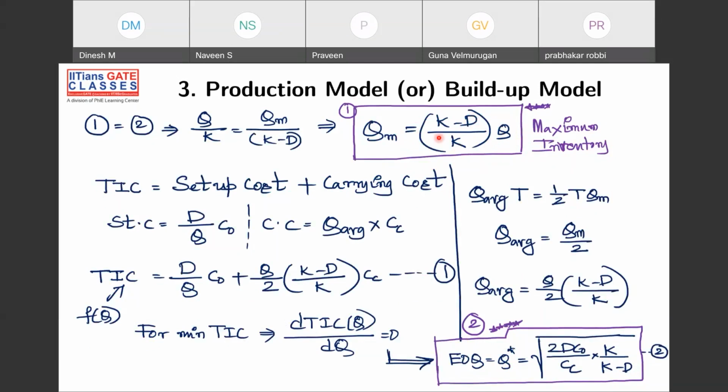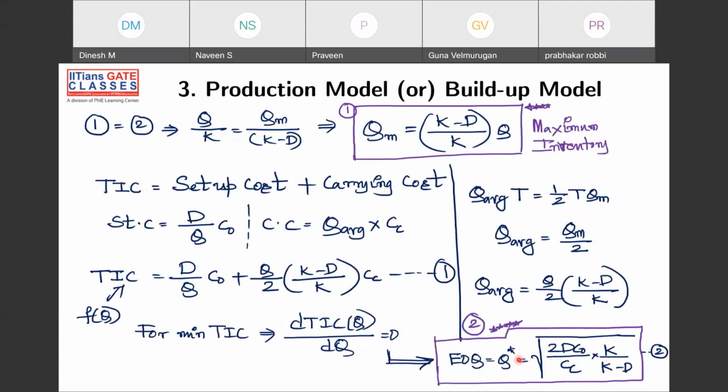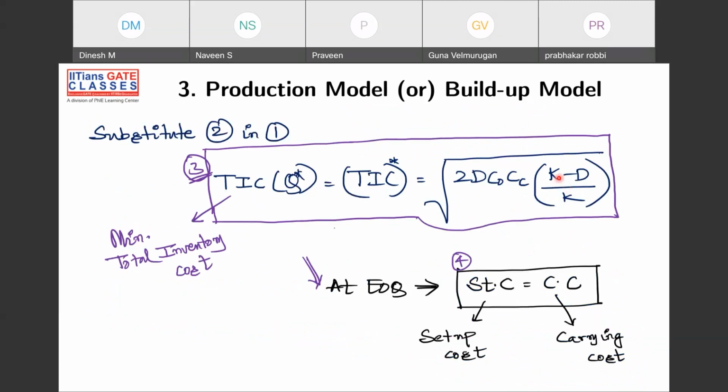Fine. So this is the inventory cost. At the optimum inventory quantity, you have to find the cost. Already you know that the square root of 2D C0 Cc is your inventory cost in the Wilson-Harris model, or the economic order quantity model. Here another multiplication factor is (K minus D) by K. It is just a flip: for inventory EOQ, you do K by (K minus D), and for total cost, you do the inverse, (K minus D) by K.